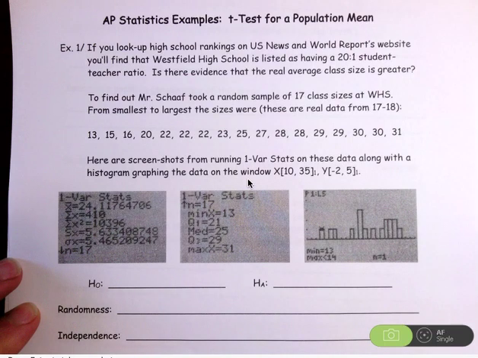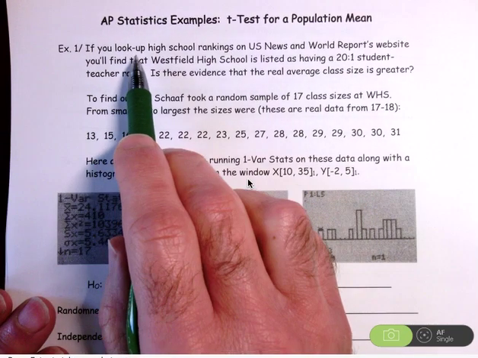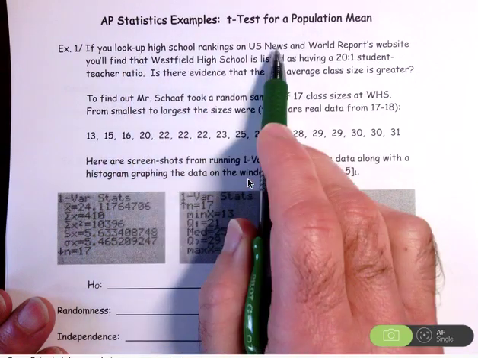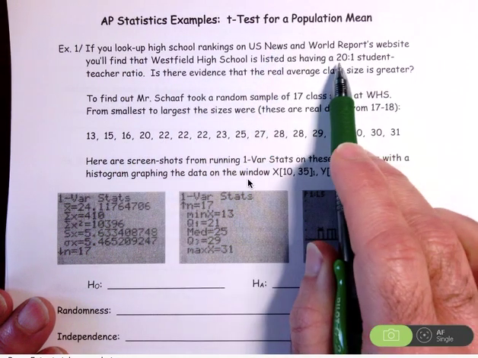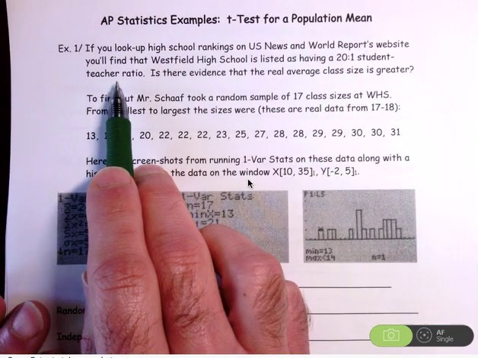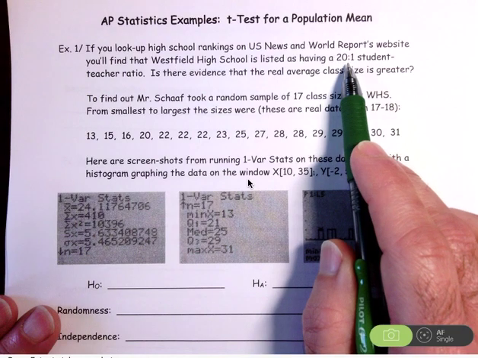Let's look at how to do a significance test for a population mean. These are actually data we've used before. In our high school's U.S. News and World Report rankings, we are listed as having a 20-to-1 student-to-teacher ratio. So we're going to use that as a representation of class size, if you will.